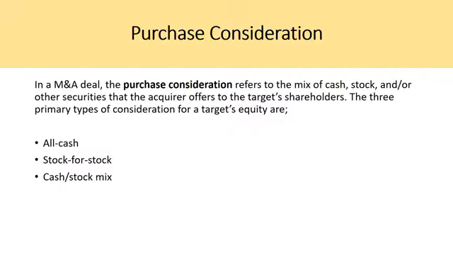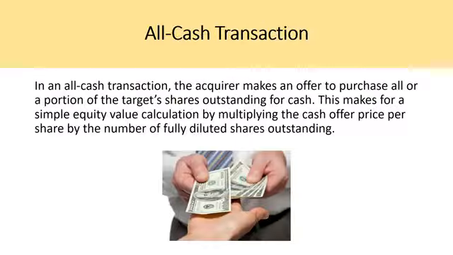Okay, now talking about the purchase consideration. This is very important. In an M&A deal, the purchase consideration refers to the mix of cash, stock, and/or other securities that the acquirer offers to the target shareholders. The three primary types of consideration for a target's equity are all cash, stock for stock, or a mix of cash and stock. In an all-cash transaction, the acquirer makes an offer to purchase all or a portion of the target's shares outstanding for cash.